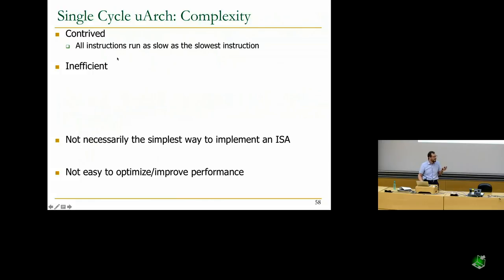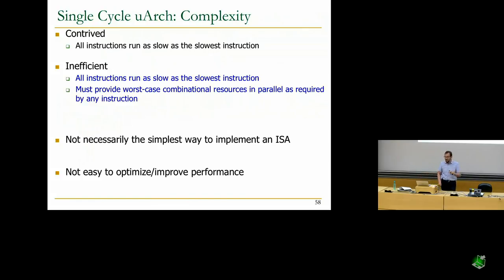Because it's very contrived, first of all, it's not intuitive. All instructions run as slow as the slowest instruction. I hopefully just convinced you that the slowest instruction is really, really slow, in a modern machine especially. It's inefficient because of the same reason, but because of one other reason. You must provide the worst-case combinational logic resources.